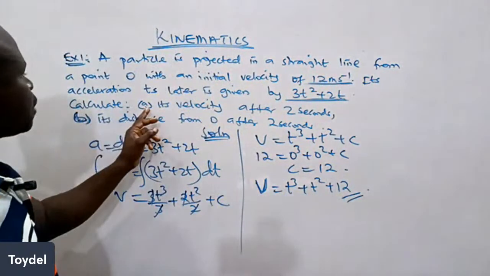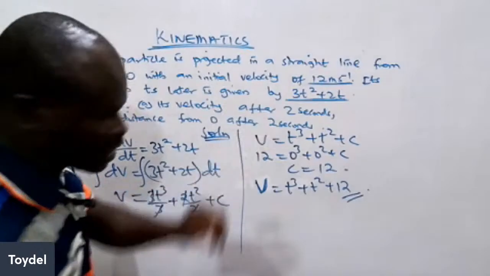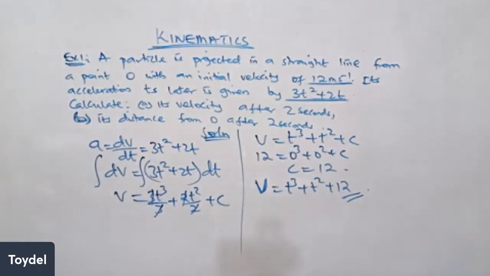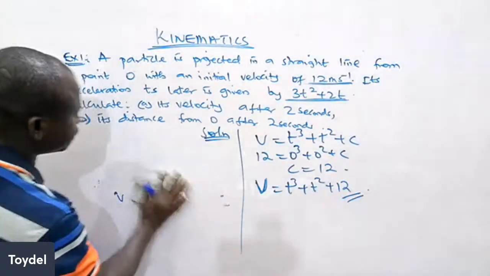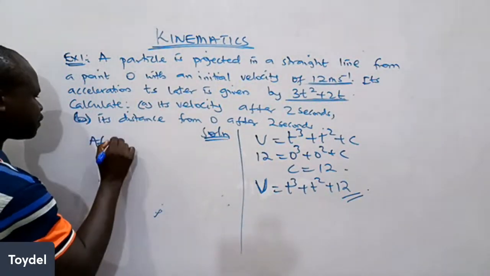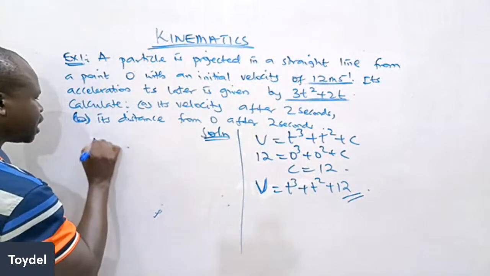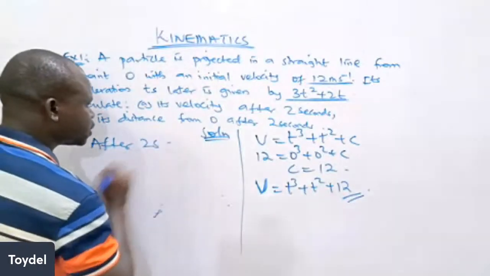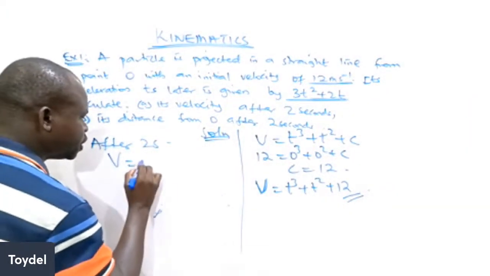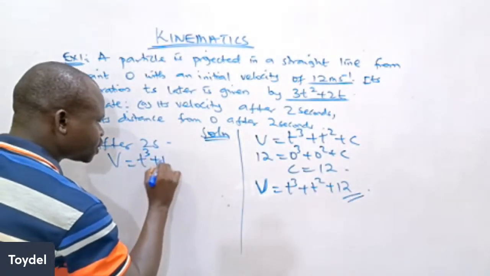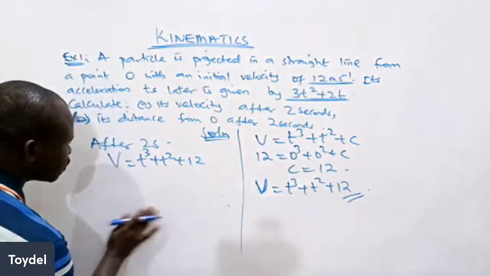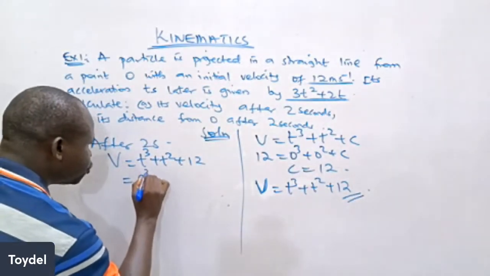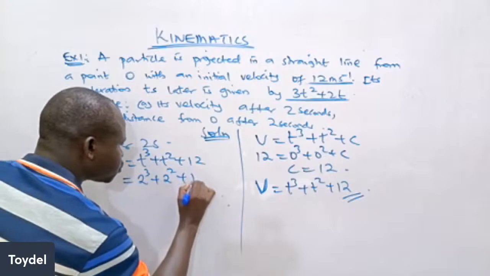Then we also have to find its velocity after 2 seconds. So what will be the velocity after 2 seconds? That's what I'm about to do now. How do I get that? After 2 seconds, the velocity is t cubed plus t squared plus 12. So after 2 seconds, the velocity will now be 2 cubed plus 2 squared plus 12.